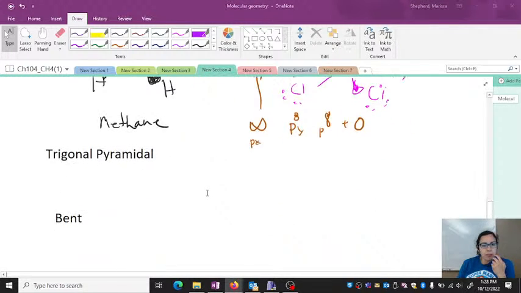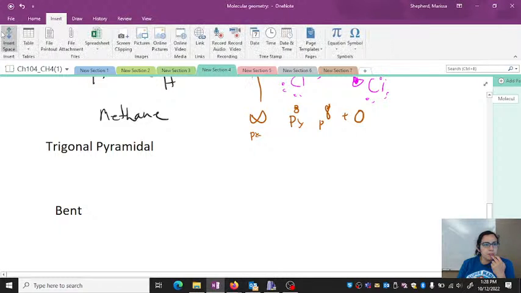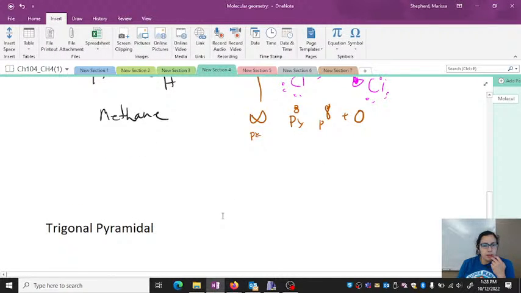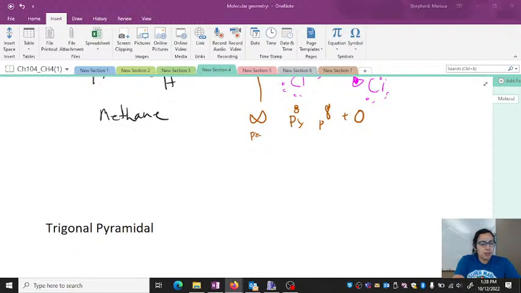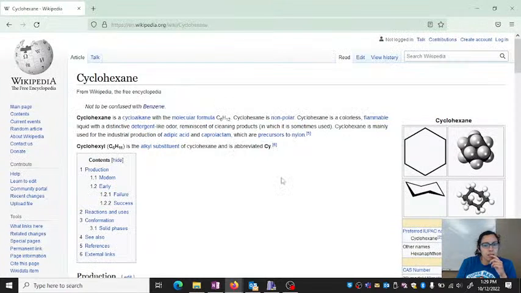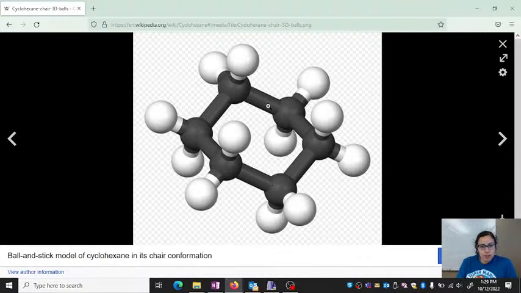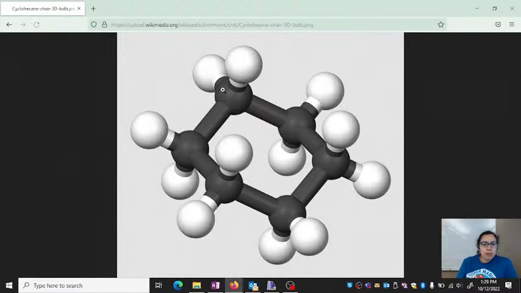And so other times you would have tetrahedral. Let me pull up a picture. So this is cyclohexane. This is a six-membered ring of carbon, but I'm just pointing out, each carbon, the center of it, is still tetrahedral because it's carbon bonded to four things, so 2 hydrogens and 2 carbons each. And so that gives us tetrahedral at each one of those carbons.